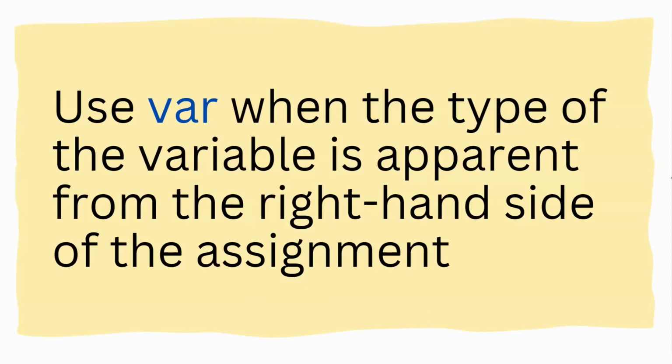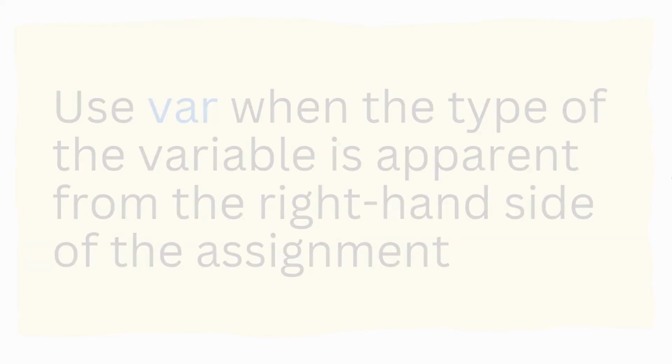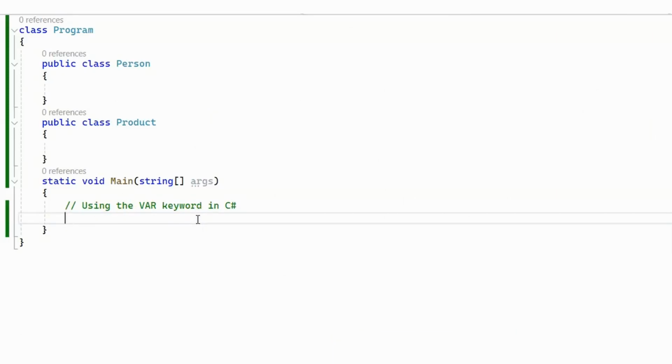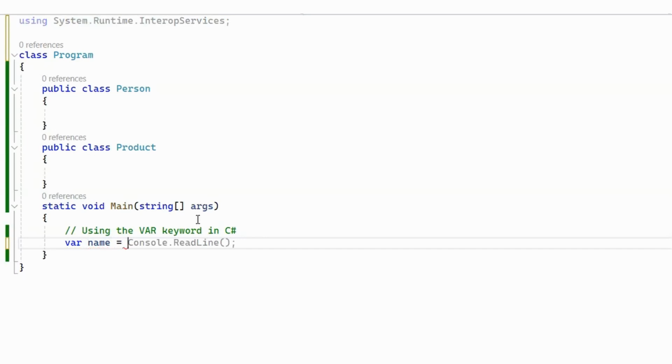And the only rule, or rather recommendation from Microsoft, is to use the var keyword when the type of the variable is apparent from the right hand side of your assignment. So let's quickly show a few examples and see what that actually means. Let's see when using the var keyword is actually appropriate. We can use it. Let me just type a few examples.